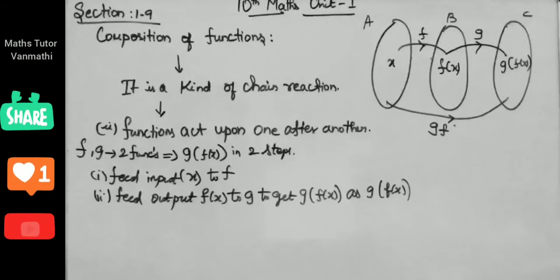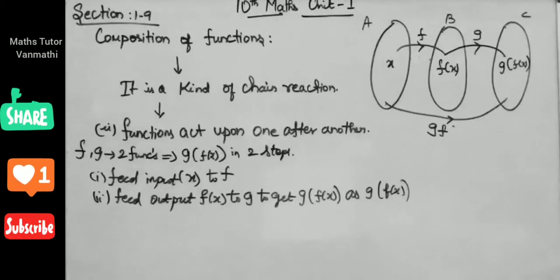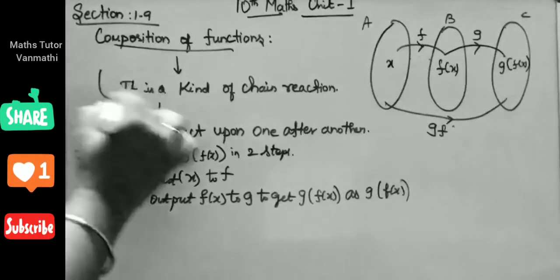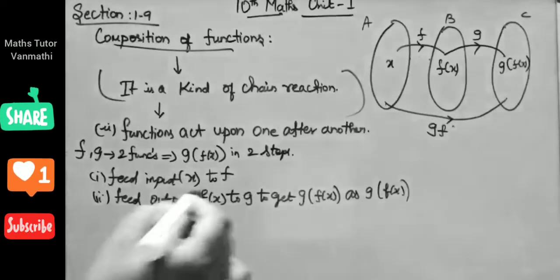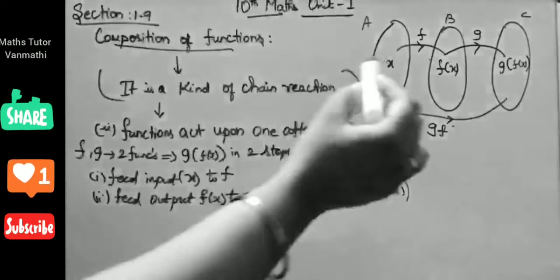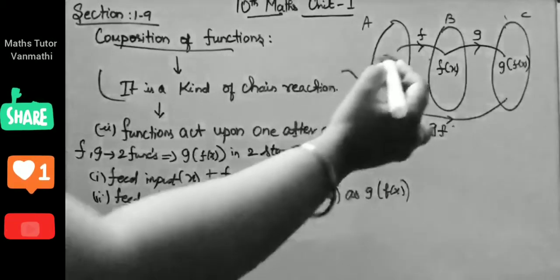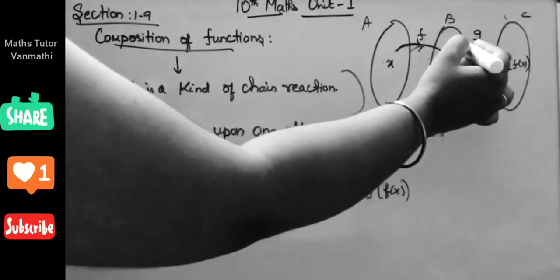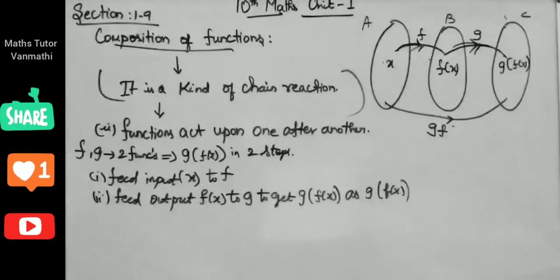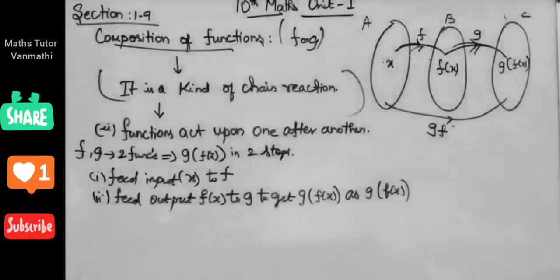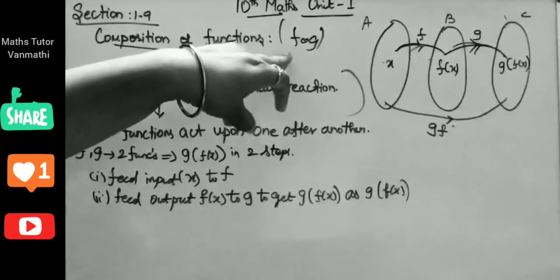Hello students, today we are going to see in 10th Maths Unit 1, Section 1.9, composition of functions. Composition of functions is nothing but a type of chain reaction. Already we have seen the arrow diagram with A and B only. Now we are going to see one more set, C. The function from A to B is your function f, and the function from B to C is your function g. These two functions we are going to write as g composite f. Clear? This is based on two functions f and g.